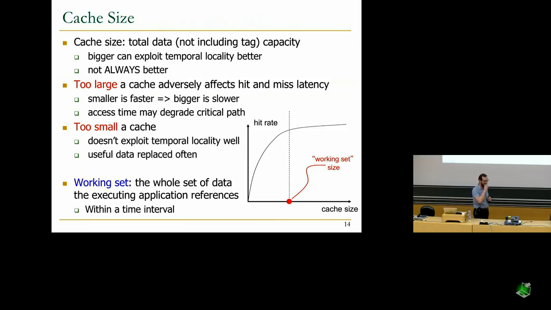So what is working set? We've discussed this before, but this is essentially the whole set of data the executing application references within a given time interval. If your time interval is specified, you can calculate how much data the application actually touches during that time interval. That's true for instructions also.